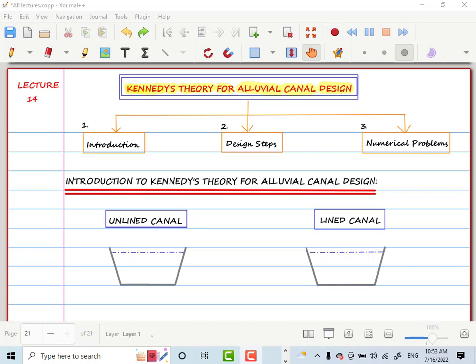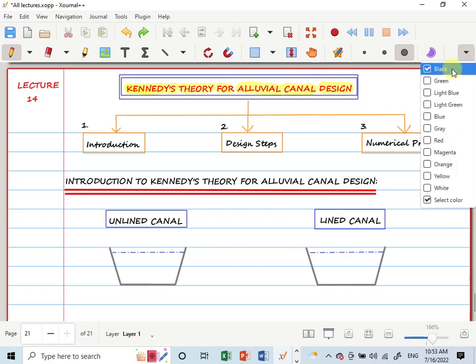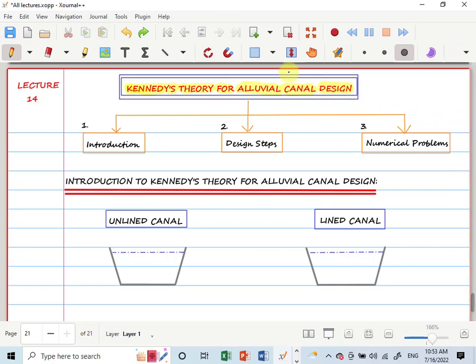So today's lecture is very important because we are starting our design phase of canals, right? The first theory we are going to start today is known as Kennedy's theory for designing of alluvial canals. Okay, so the first theory we got is Kennedy's theory, and it is for designing of alluvial canals.